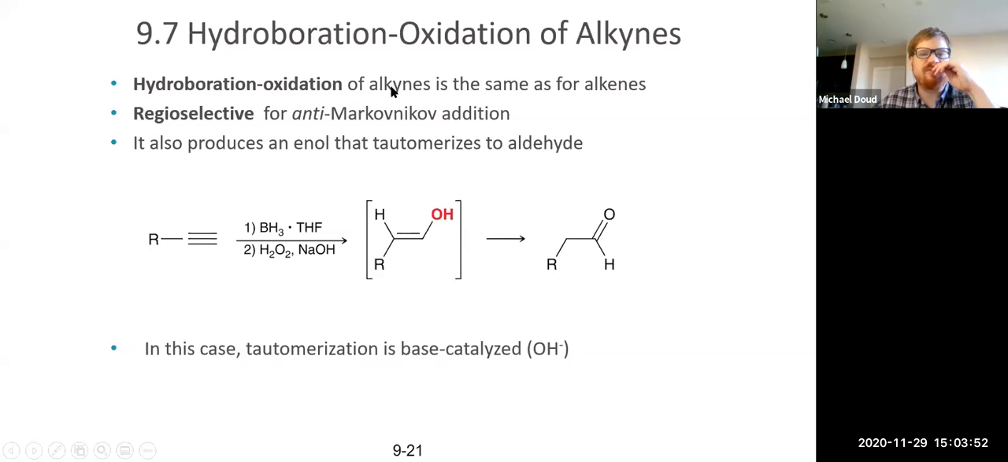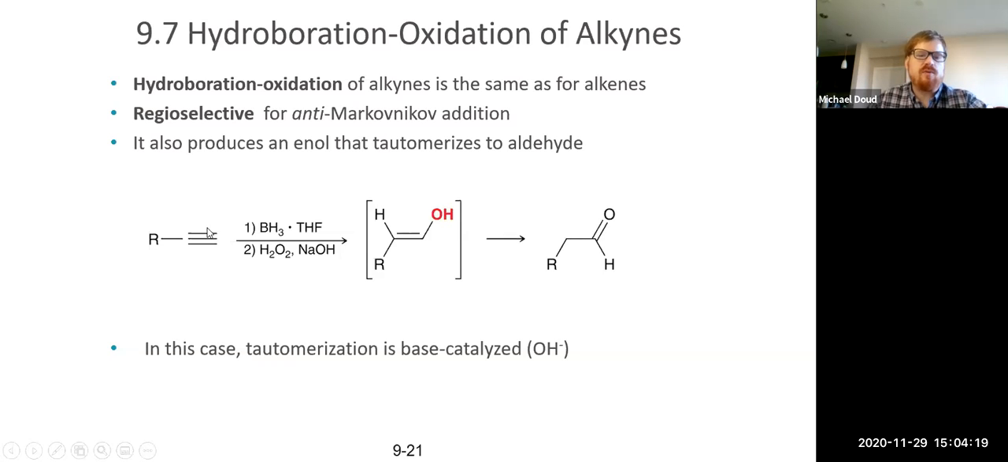Okay, so that was for oxymercuration, basically the similar reaction. There's also hydroboration-oxidation of alkynes, which works in the same way. Remember, hydroboration-oxidation is regioselective for the anti-Markovnikov addition of H and OH for alkenes, and the same is true for alkynes. That means it's going to install the OH group on the less substituted carbon.